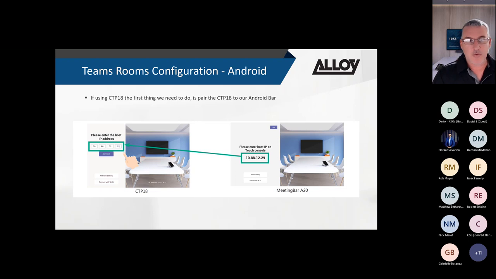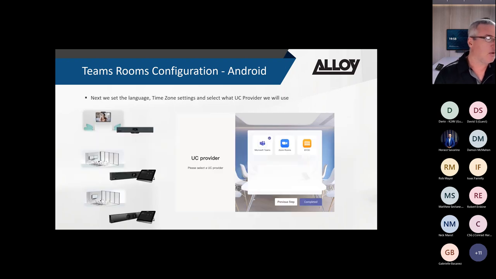Now, if we're not using a CTP18, we can use a remote control that comes with the A20, A30, A10, depending on the kit that you buy, or we can plug in a keyboard and mouse into the A10, A20, or A30. Once we've done that, we're going to have to select the language, our time zone, and then we're going to be presented with an option to select what UC provider we want to use.